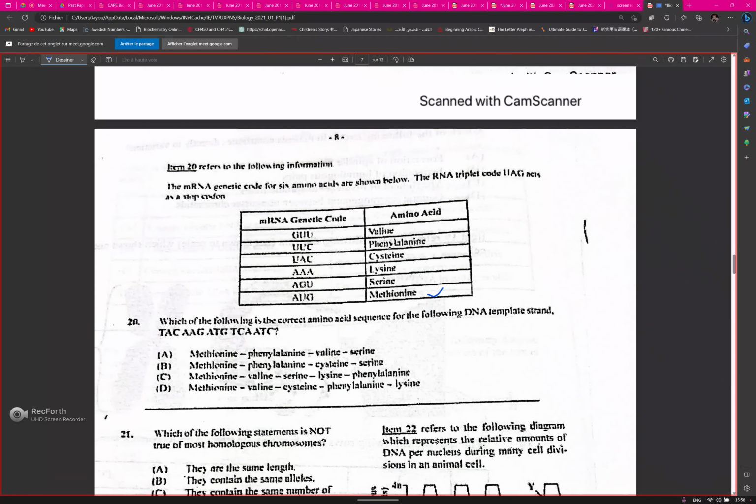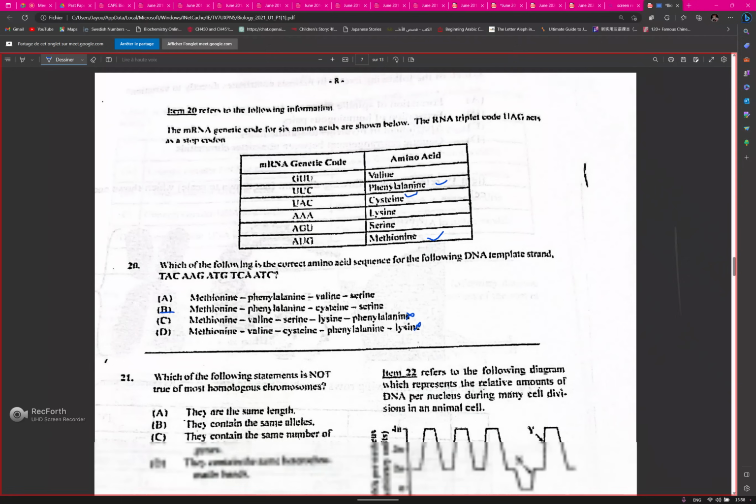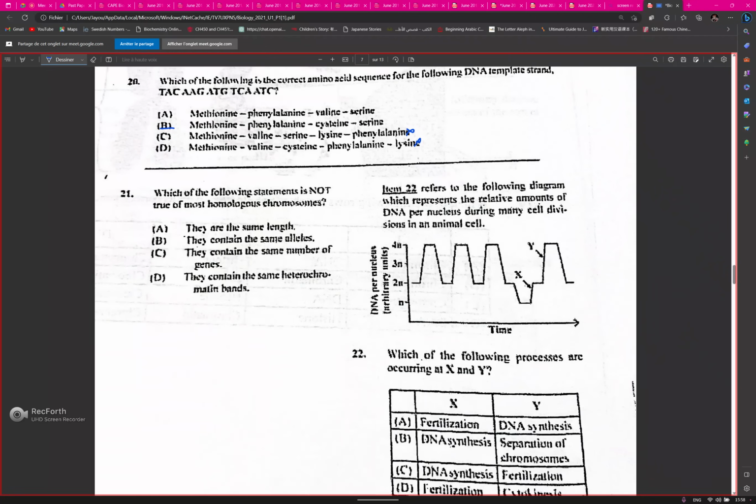Then AAG. UUC. Phenylalanine. So it's going to be phenylalanine. That means that C and D are out of the question, right? So for ATG, UGC, which is cysteine. Cysteine. That means that B is the correct answer here.